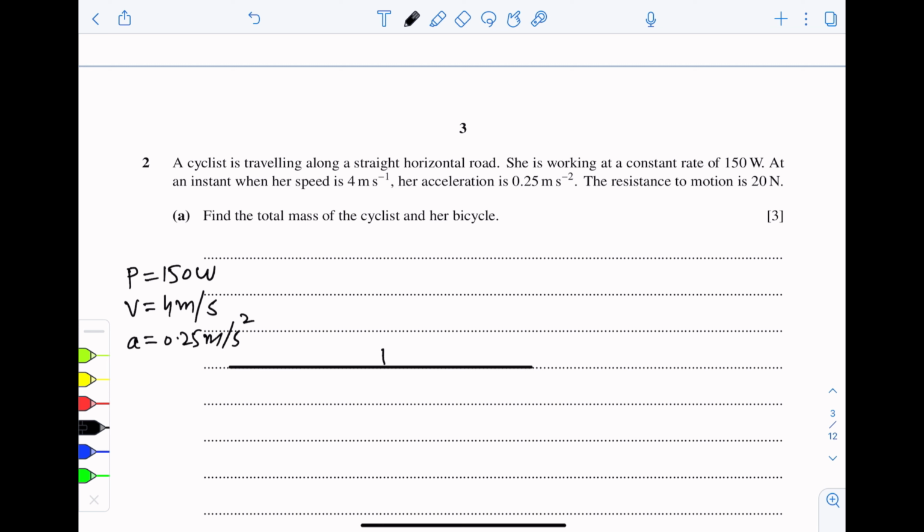Suppose this is a cyclist, moving on this side. Resistance to the motion is 20 Newton. The direction of the friction resistance will be in the opposite direction. F is equal to 20 Newton.